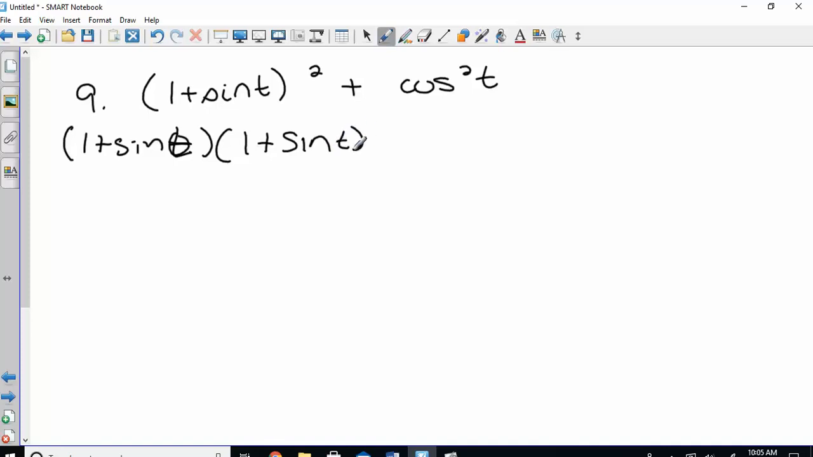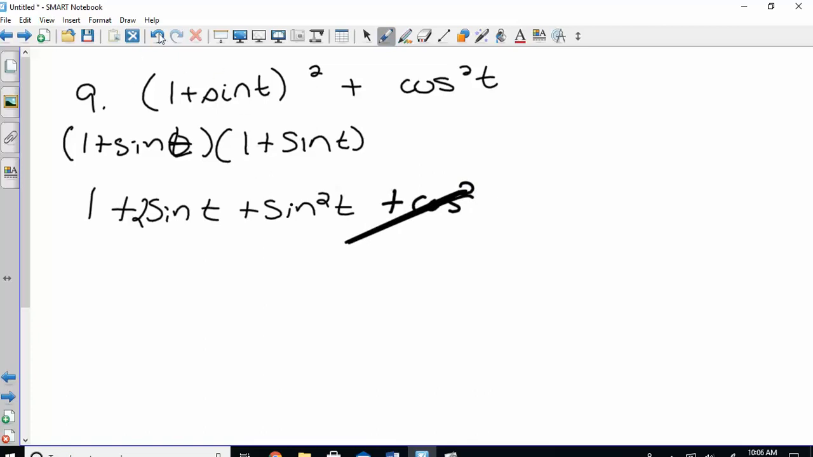Okay, so if we FOIL that, we get 1 plus t and plus sine t, so that'd be 2 sine t, and sine squared t. And we still have that plus cosine squared t at the end. Recognize anything? It's sine squared t plus cosine squared t. We could turn that into a 1, plus our other 1 would give us 2 plus 2 sine t.